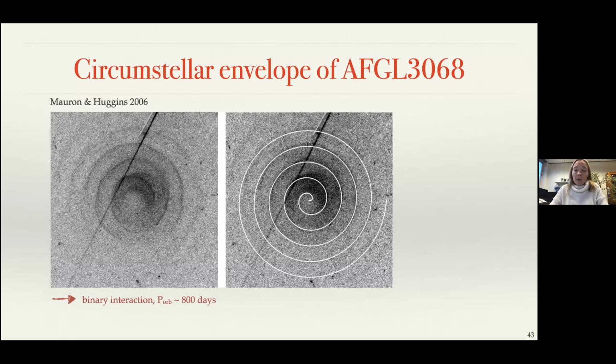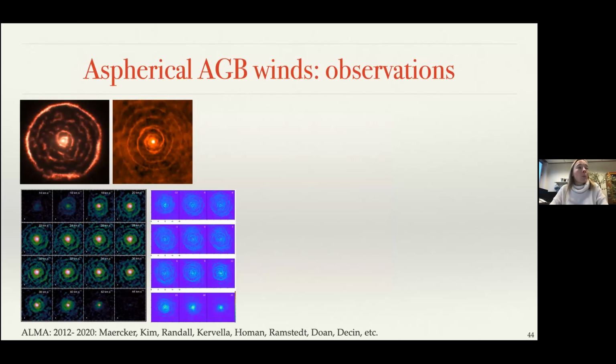This was the start of that field, and it was ALMA that really opened up the field of aspherical AGB stars considerably. You will see here in this slide some of these recent morphologies of AGB winds. Some have nice spirals, other ones have bifurcated spirals.